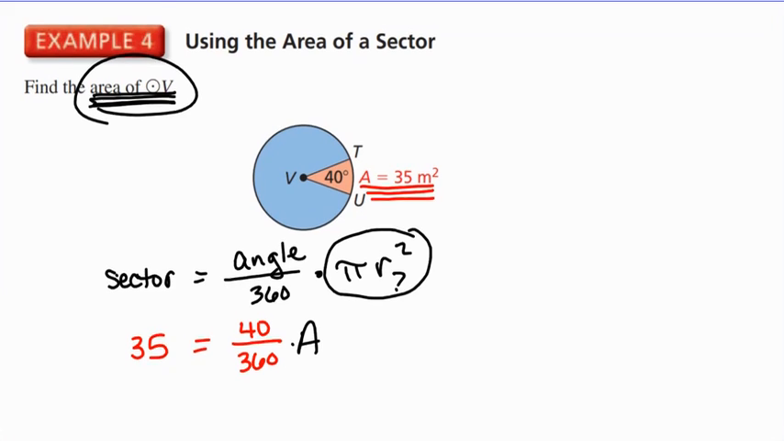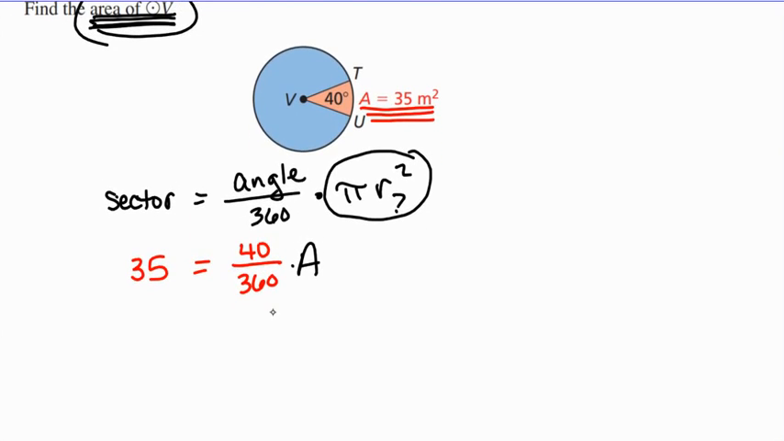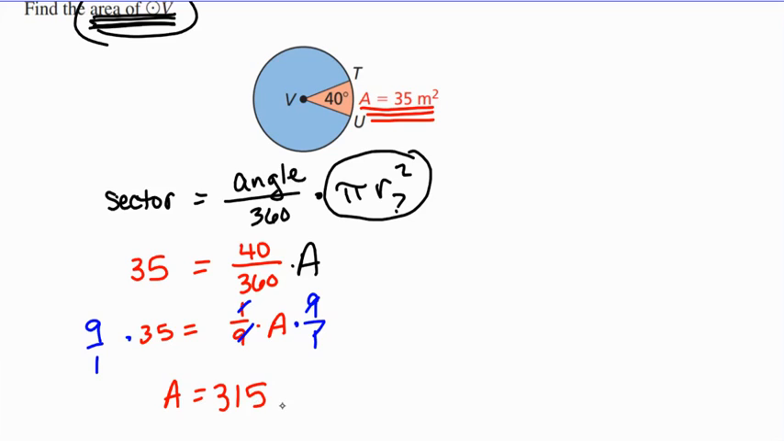Okay? And when we take this fraction right here and we reduce that fraction, we find that it's 1 over 9. Okay? So this is going to be 35 equals 1 over 9 times A. And in order to remove this fraction from the variable, I'm going to multiply by the reciprocal, 9 over 1, times 9 over 1. So the fractions cancel. And then I find out that the area of the full circle is 315 square meters, right? Because this was square meters, so this is square meters.